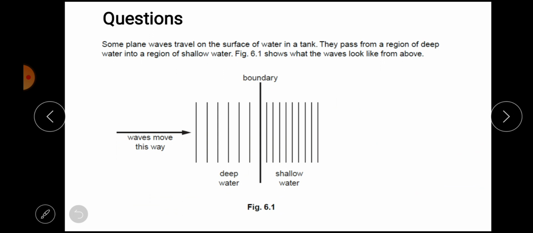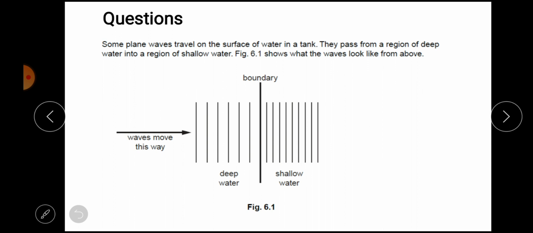They pass from a region of deep water into a region of shallow water. Figure 6.1 shows what the waves look like from above. Remember in the beginning of this lesson I said we put the glass that forms the shallow region so that its edge is at an angle to the upcoming waves. But in this case, it is parallel.